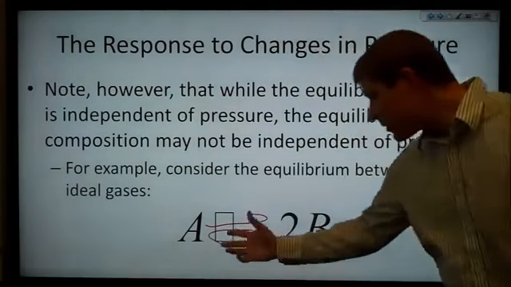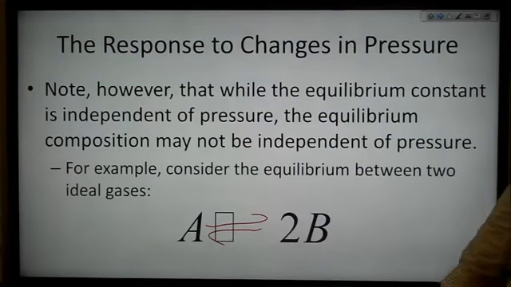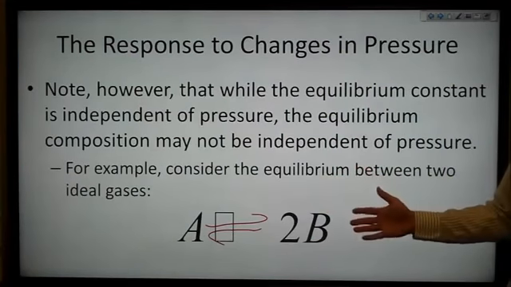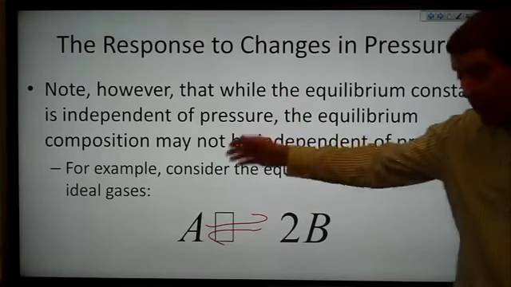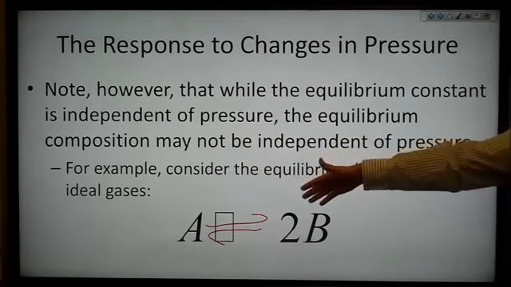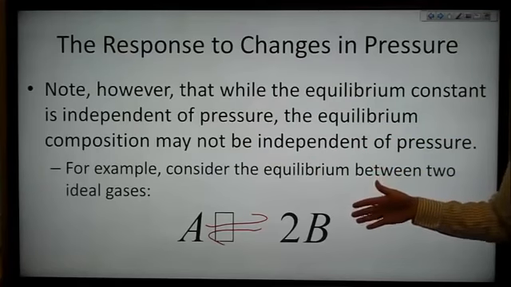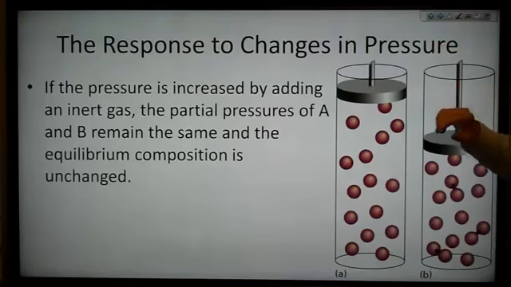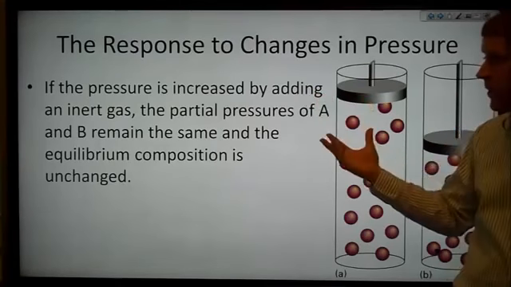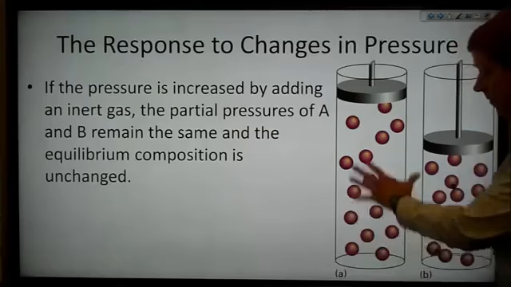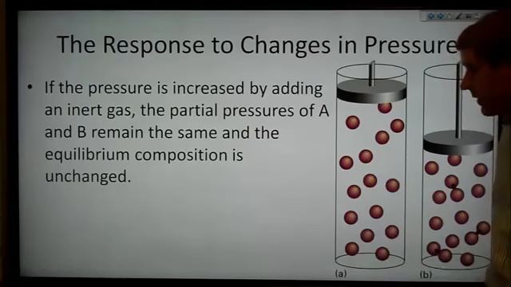So this box is supposed to have a double-headed arrow in it. So if we look at composition, or at an equilibrium between two ideal gases, so we have A that's decomposing into 2B. So we have a case that looks something like this. So if the pressure is increased by adding an inert gas, look at the cylinder on the left.